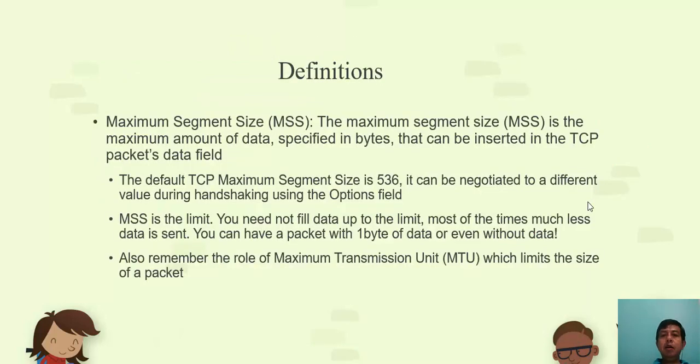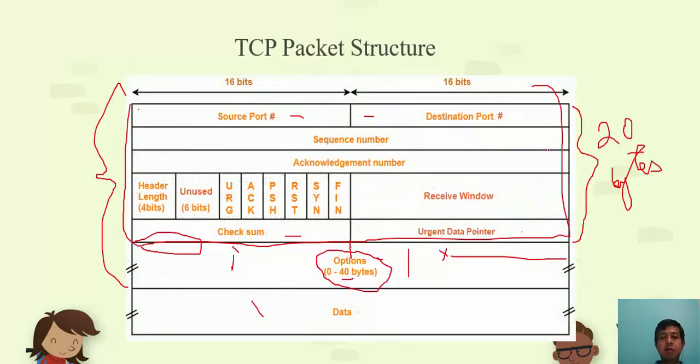So before discussing the header fields one by one, let's have certain definitions. The definition we'll discuss is something known as maximum segment size, which is popularly written as MSS. The maximum segment size is the maximum amount of data, specified in bytes, that can be inserted in the TCP packet's data field. Let's go back to the packet. So this is the data field. How much data can be inserted in this data field is given by this MSS, and this MSS is specified in bytes.